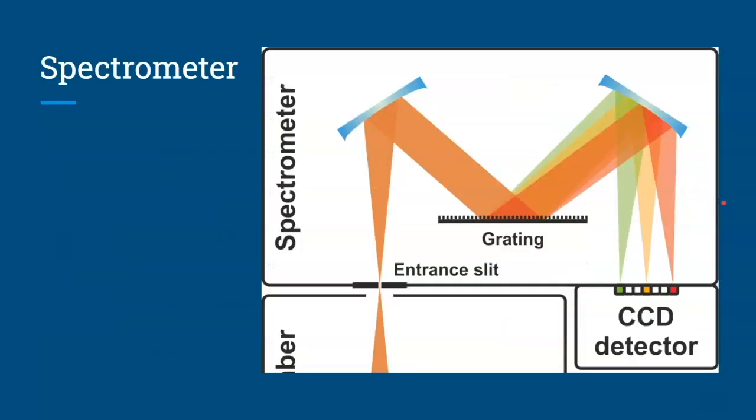This is a diagram of our spectrometer and how it works. The incident light comes in, hits a mirror, hits a grating, and that makes the light take different paths. Then it hits another mirror and goes into our CCD detector, which will tell you what wavelength you're seeing.